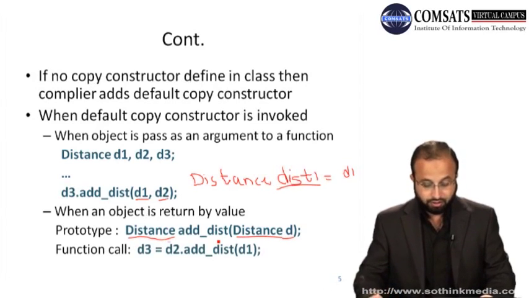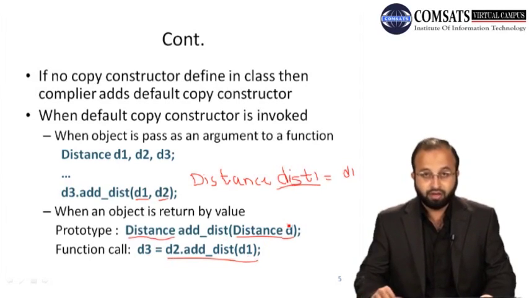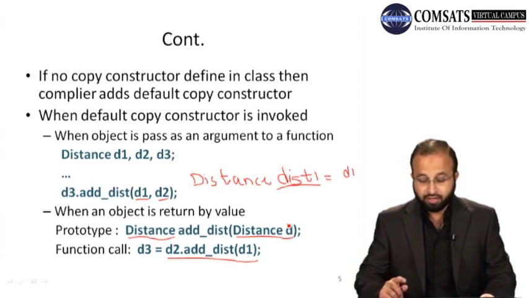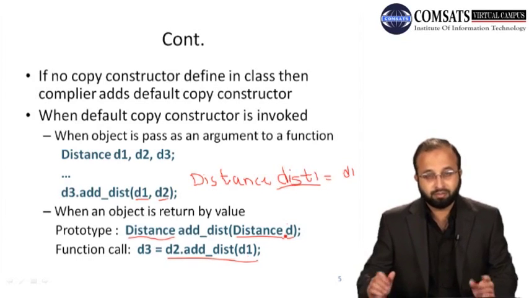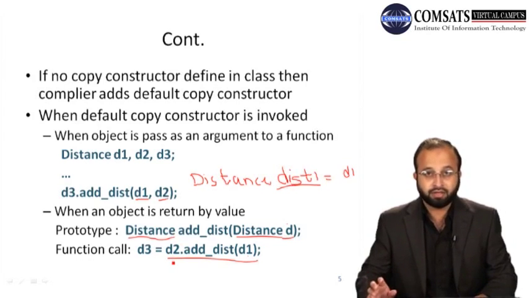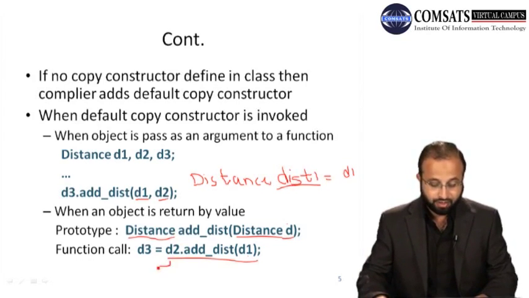So how will the function call look? That is a function call. You are passing the value of d1 to d; that is, while you are calling the function, the values of the d1 object will be copied into the d object, right, and the d object will be created at that time. So Distance d = d1 is actually the statement that is formed internally, right. And when the function is executed, it will return an object of the Distance class, and then that object will be assigned to d3.